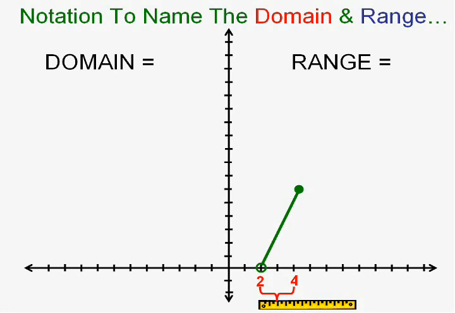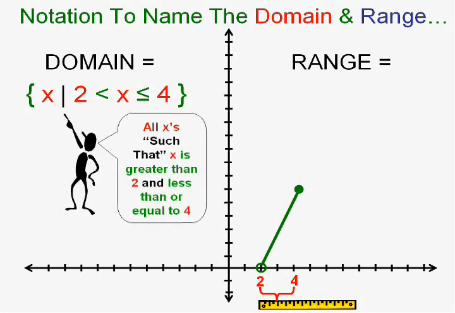The notation we'll use here is going to have to name an infinite number of points, so we'll have inequality notation. Now this is a little fancy. All the x's such that x is, you'll read the x first, x is greater than 2 and less than or equal to 4. Note that we're interested in all the possible x's, so we say the x first.